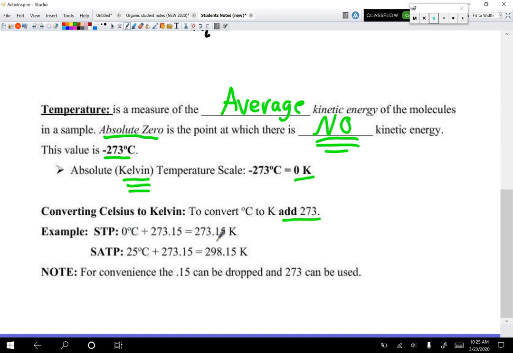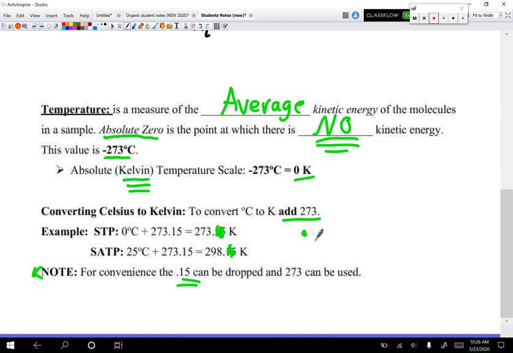Alright, so for example, at STP conditions, we know it's 0 degrees Celsius. So if we add 273 now, and the back of periodic tables is 273.15, you can leave out that 0.15 if you want to, and that's a little note down here for convenience, we drop the 0.15. So 0 plus 273, so at 0 degrees Celsius, that is actually 273 Kelvin. And same thing at SATP, so that's defined as 25 degrees Celsius. So in order to figure out the degrees in Kelvin there, we just add our 273 again to get 298.15, or just 298 Kelvin.